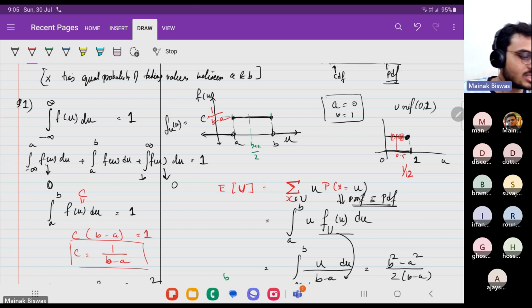So most of the times you would have values near the center. Right, so variance will be 1 by 12. So your first standard deviation and so on will be around that from the center. Right, a is 0, b is 1. So variance of U is (1 minus 0) whole square by 12. Okay, we'll see this more in detail.